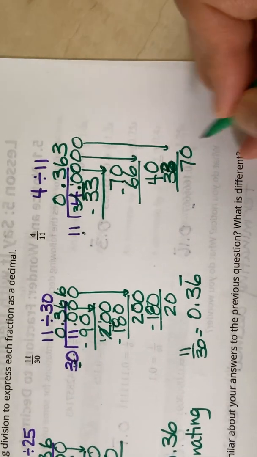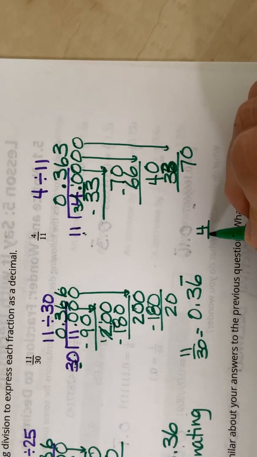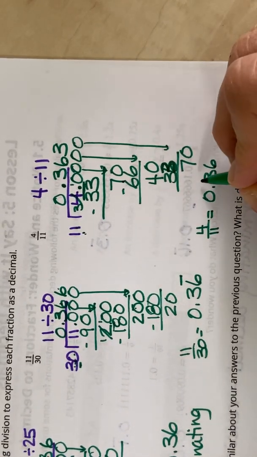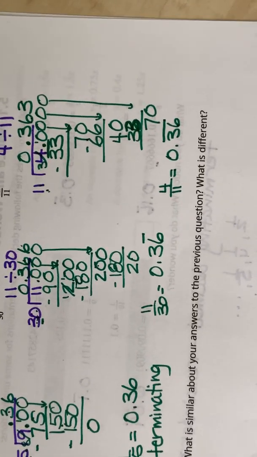Okay, so you're going to see the pattern. It's just going to keep going. It's 3, 6, 3, 6. So 4/11 is equal to 0.36. Both of the numbers repeat, so I put a line over both numbers.